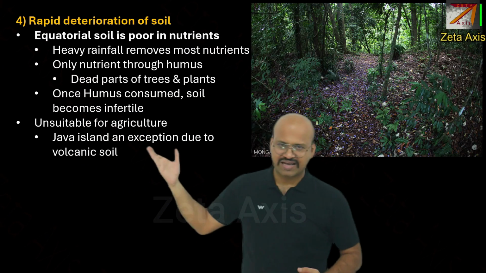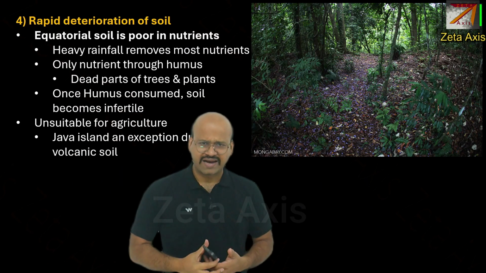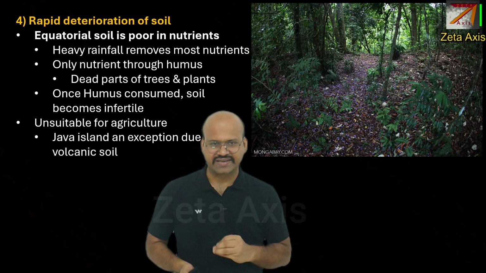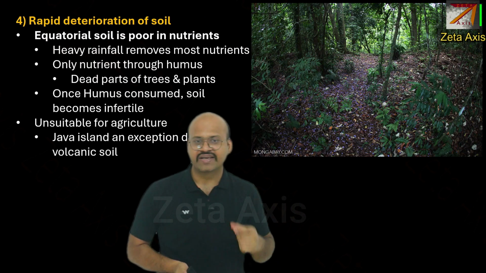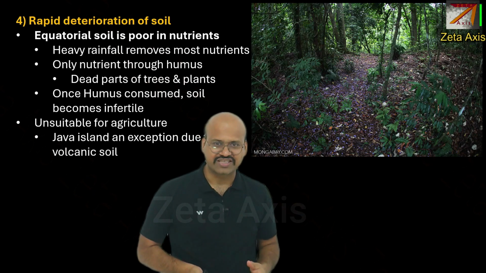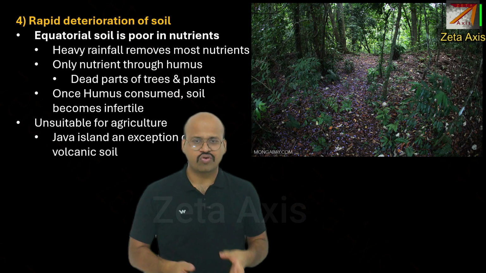Java Island is an exception because of the volcanic soil, and that is why in this region there is shifting agriculture, because the humus content of the soil will be depleted in one or two crops, and once it is depleted, they have to move to another region.